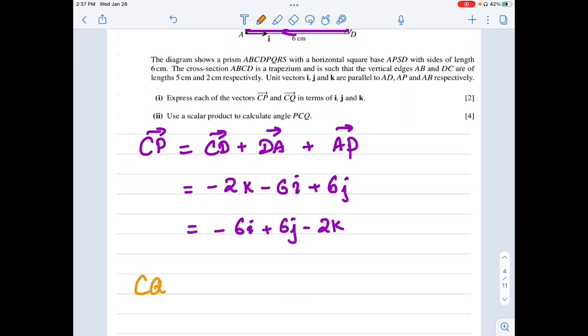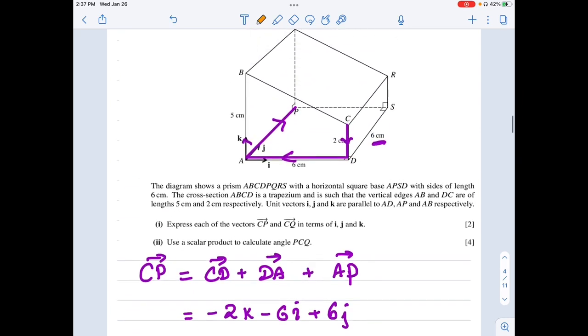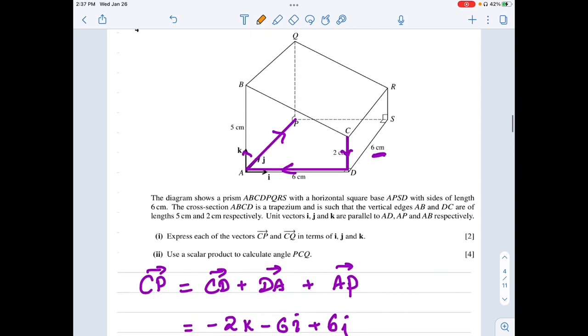So now I want CQ, C to Q. How should I start from C and reach Q? It is going to be the same. I go from C to P, so again I go C to D, then D to A, then A to P, and then again P to Q.